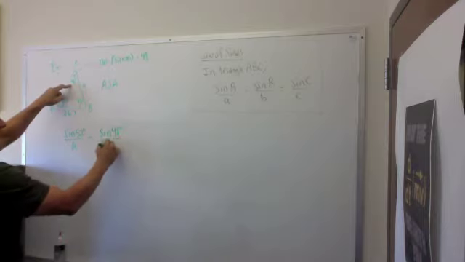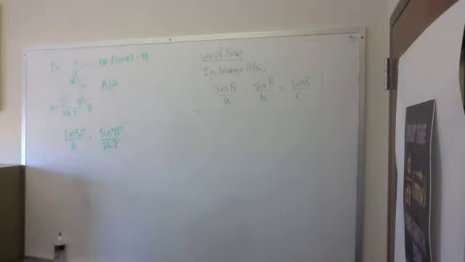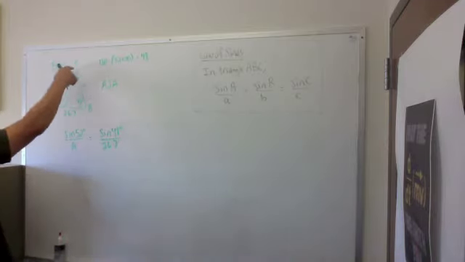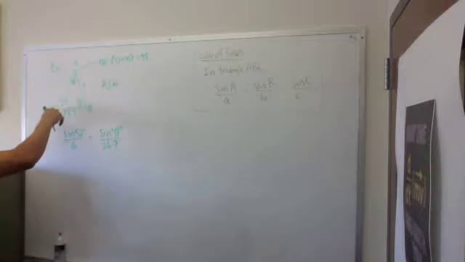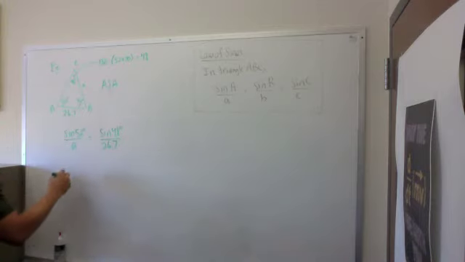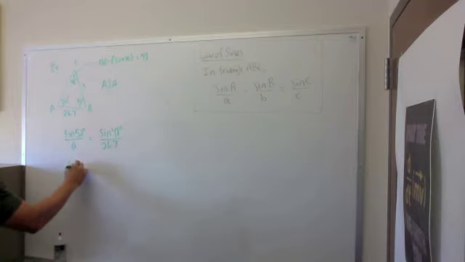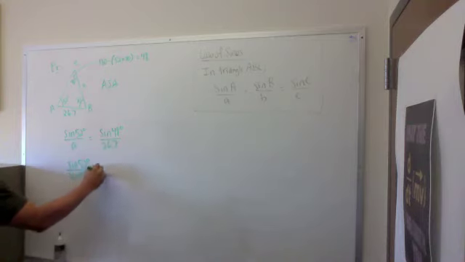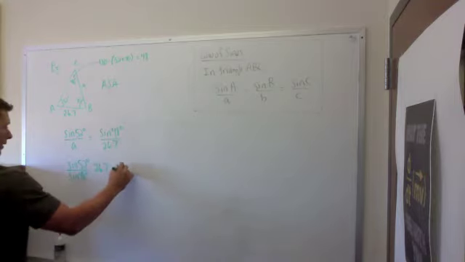is to 26.7. So the sine of this angle is to this measure as sine of this angle is to this measure. Again, you can multiply both sides to get rid of your fractions here, and then solve for A. So we'll have sine of 52 degrees divided by sine of 48 degrees times 26.7 will equal A.